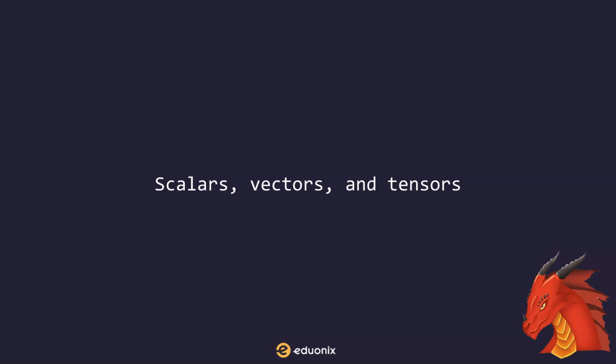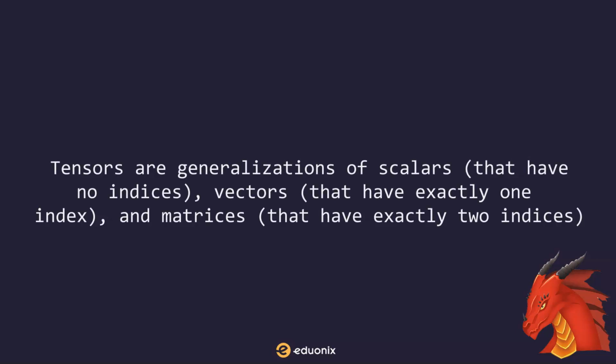What makes tensors unique is the combination of components and basis vectors. Basis vectors transform one way between reference frames, and the components transform in such a way as to keep the combination between components and basis vectors the same. Essentially, tensors are just generalizations of scalars that have no indices, vectors that have exactly one index, and matrices that have exactly two indices, and so on, up to any arbitrary number of indices.